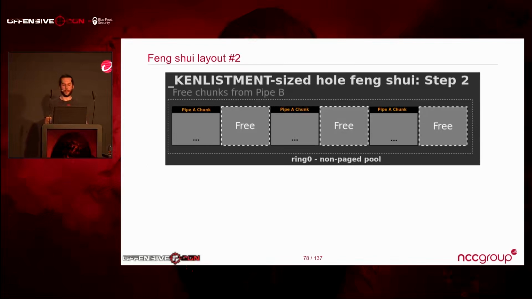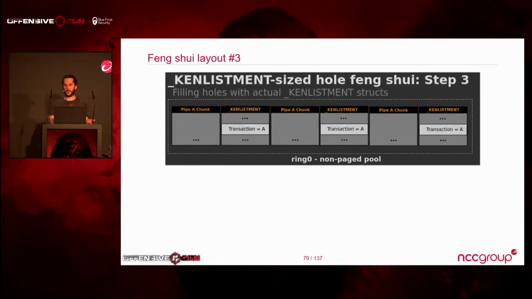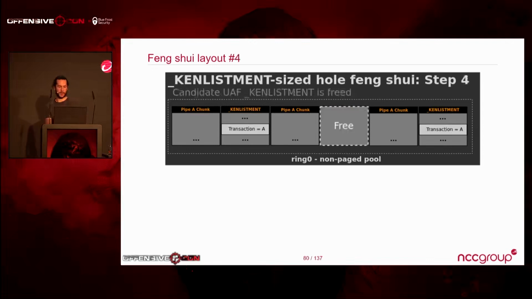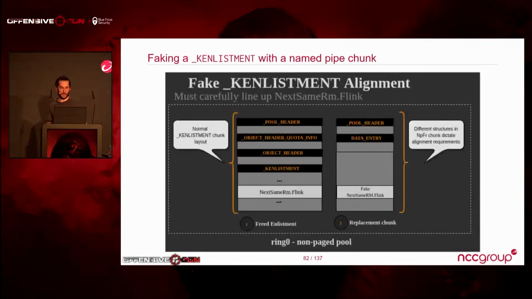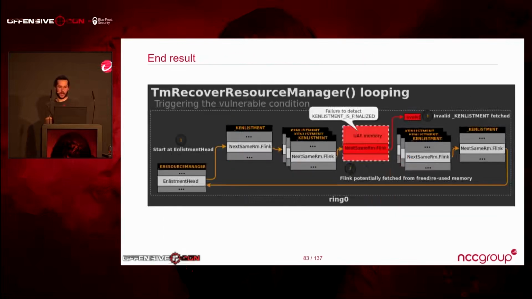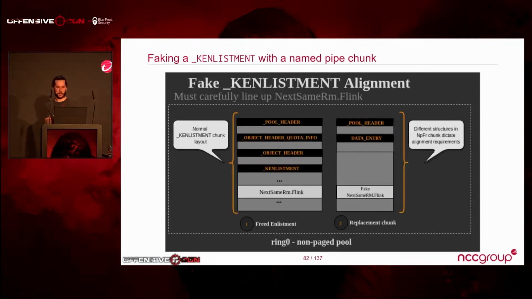We free data on pipe B by reading all the data from pipe B, which creates holes, and we use these holes to allocate all the enlistments that we were going to be targeting in our loop. Now our enlistments are in specific spots and bounded by other stuff that will never be freed. So once we free the enlistment that we target for the use after free, we can just replace it with the named pipe technique I've just described, to replace the enlistment with a fake enlistment. This is just to show the alignment between the named pipe and the enlistment.